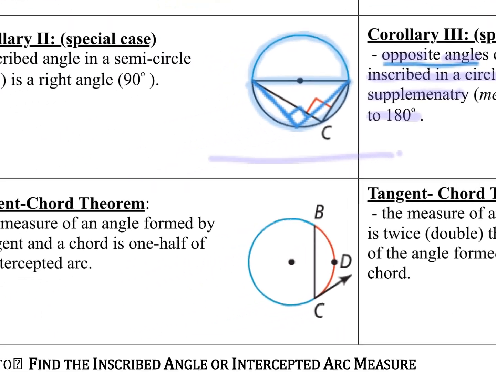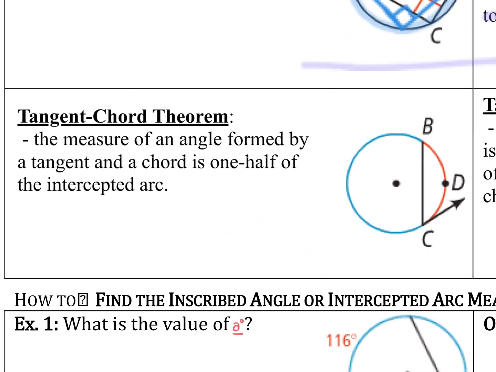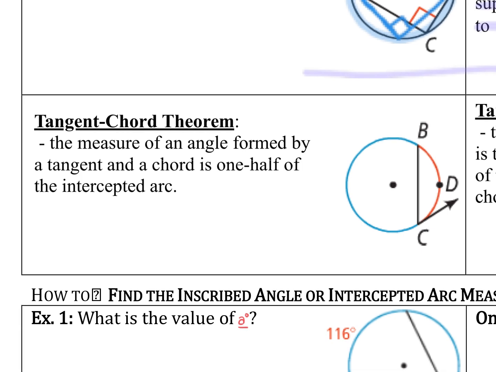Okay, next is the tangent chord theorem. I would like you to look at this one. This is a special case, but it's actually a very common sight when you're looking at this lesson on tangent and chord. It says here that the measure of an angle formed by a tangent and a chord is one half of the intercepted arc. Okay, keyword: intercepted arc.